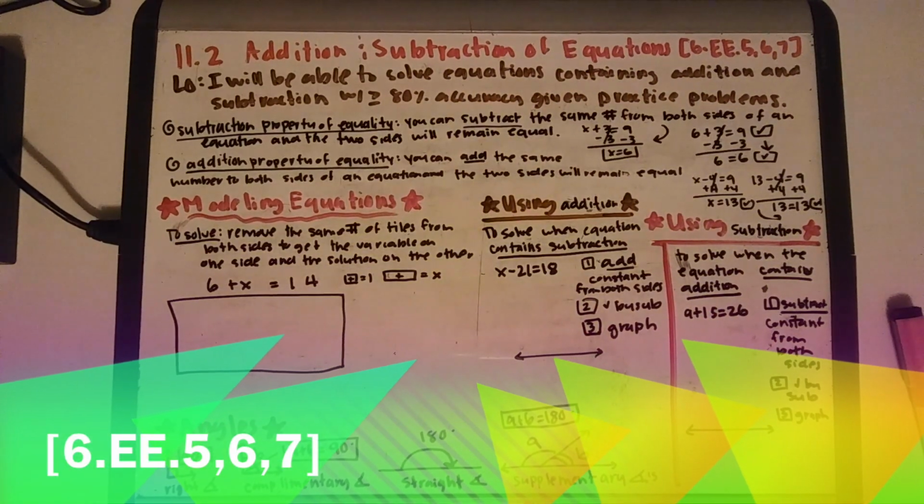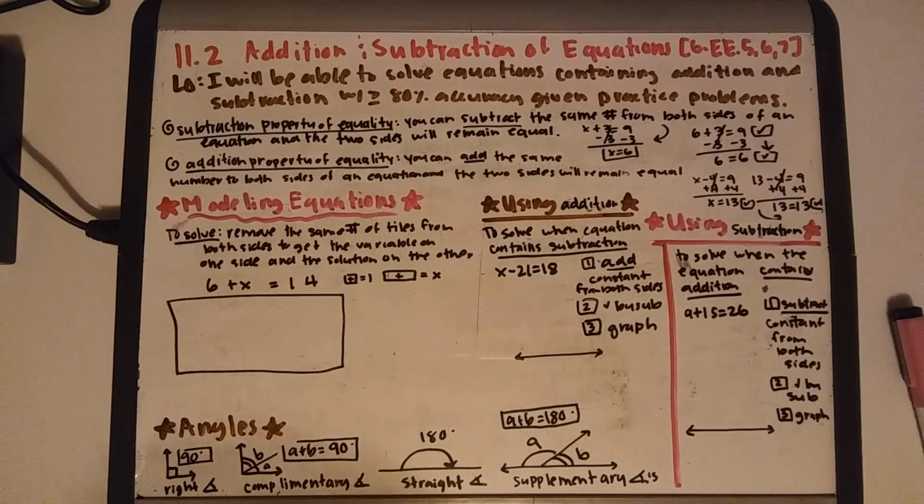Okay, so this is 11.2. We're going to add and subtract equations. That's our standard. And again, your objective is to be able to find the solution for the equations by adding or subtracting with at least 80% accuracy given the practice problems.